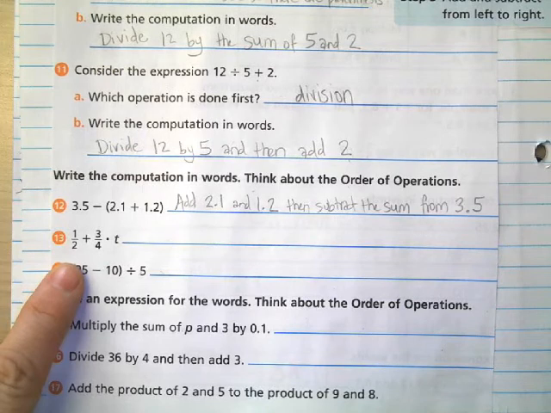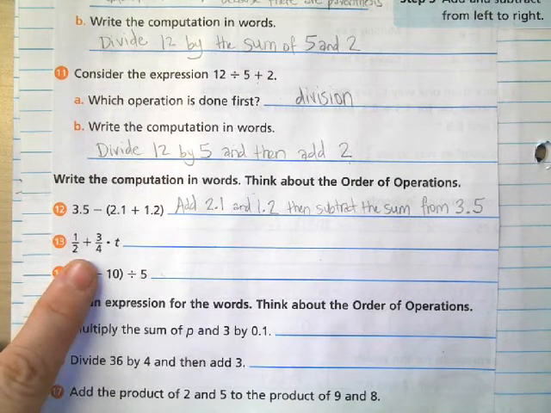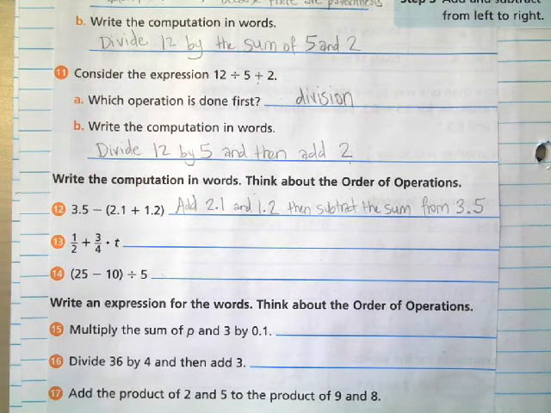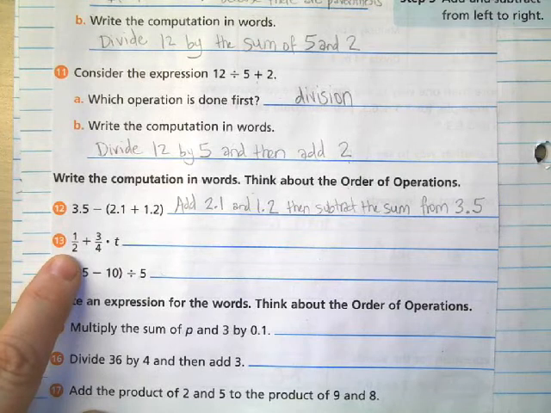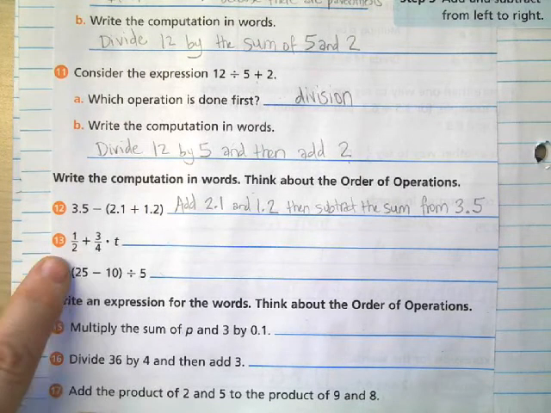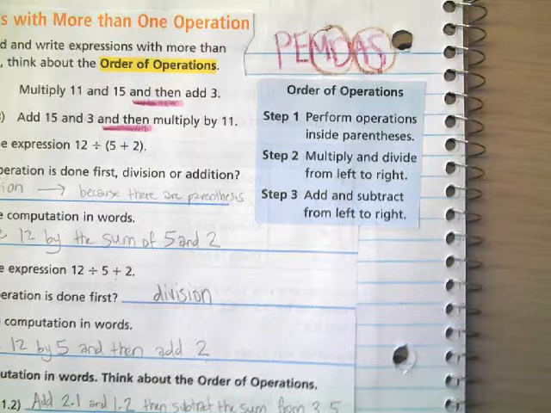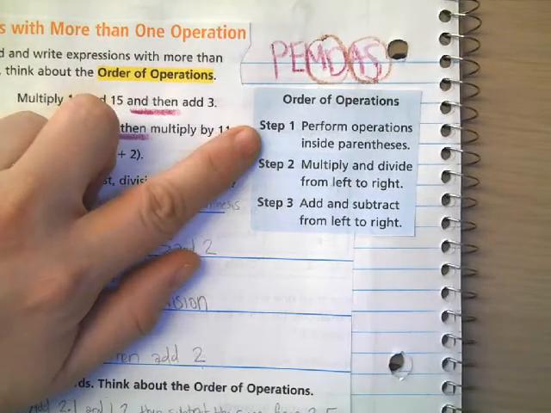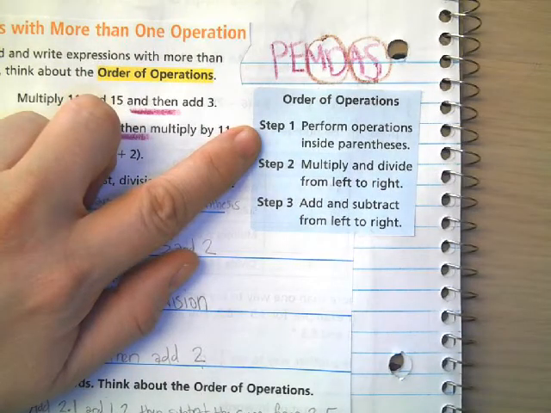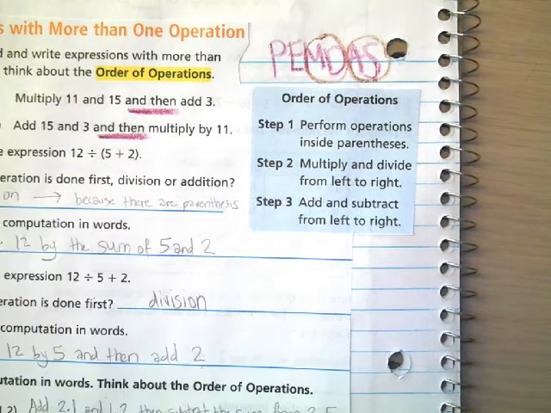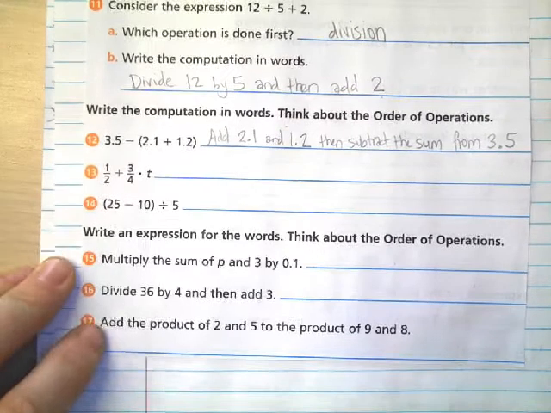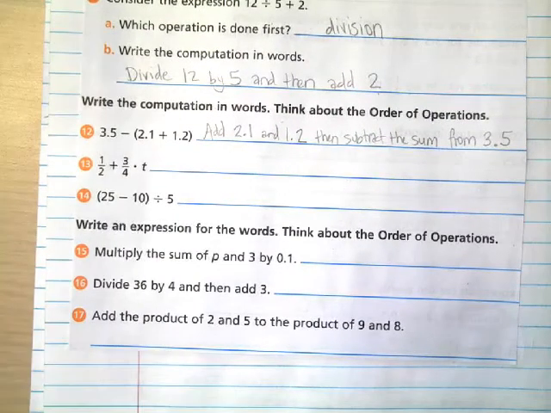Okay, what does number 13 mean? I have a 1/2, a plus, a 3/4, and a times, and a t. So, using the order of operations, there's no parentheses. So what do I do first? The add or the multiply? Look up at your order of operations. I don't have parentheses, so I don't do step 1. Do I have a multiply or divide? Because that's what comes next. I do. I have a multiply. So I have to do the multiplication first.